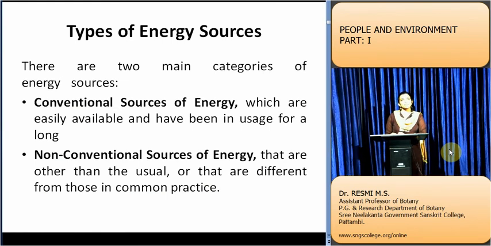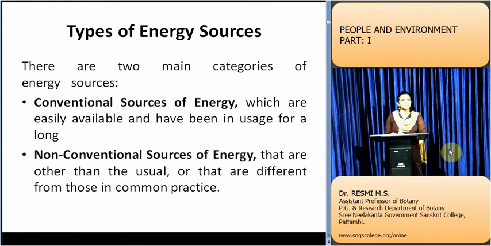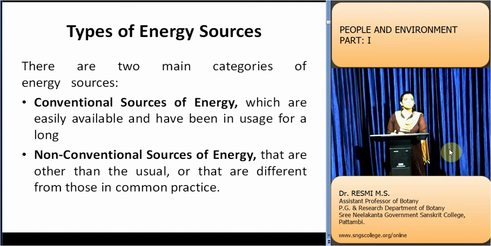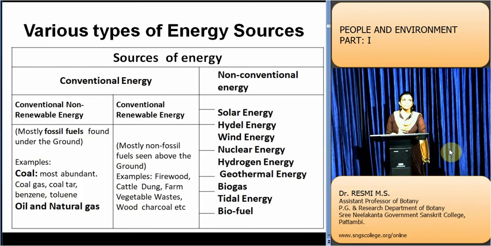In the resources there are 2 types of energy sources. The first one is the conventional source of energy, which is easily available from the ecosystems and can be used for a long period of time. Whereas a non-conventional source of energy is other than the usual natural one, that is different from what we use in common practices.